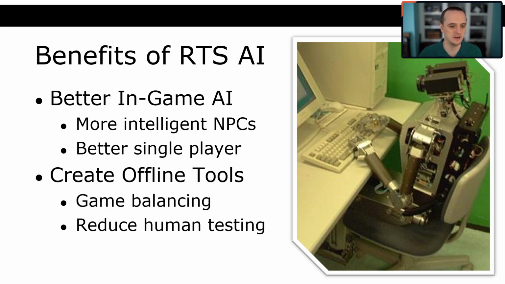So if you have a really good AI for the game, not only can it control in-game NPCs, but let's say, for example, you had a really good StarCraft AI. Well, you could use that AI to play against itself in order to see whether or not the game was balanced, right? So maybe you find out that this unit is always made by the AI, and so that unit might be overpowered, right? So you might have to tune that unit back, or that this unit is never bought for some reason by the AI system. So maybe we need to tune that one up a little bit. So creating offline tools can help reduce human testing a ton.